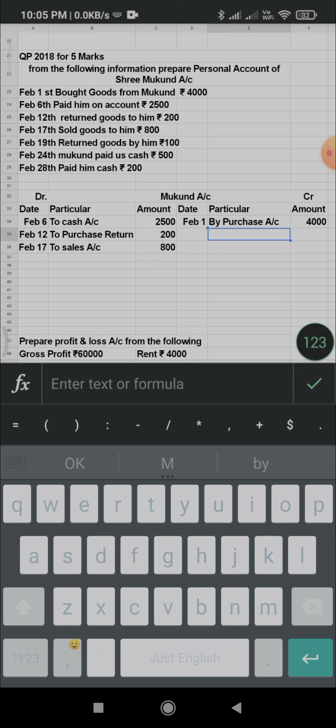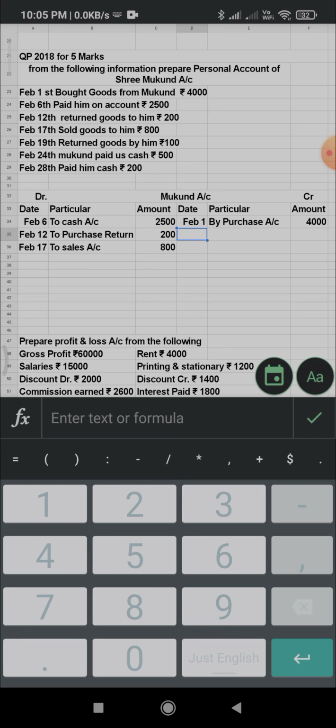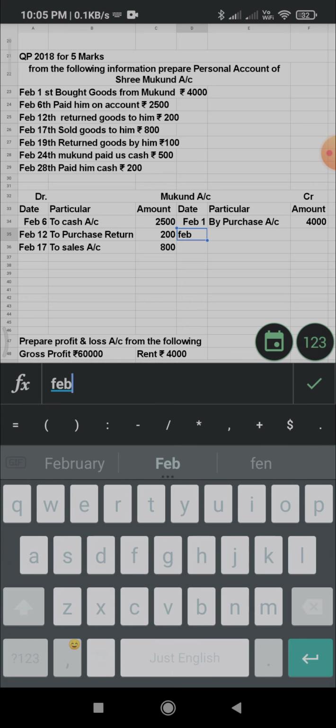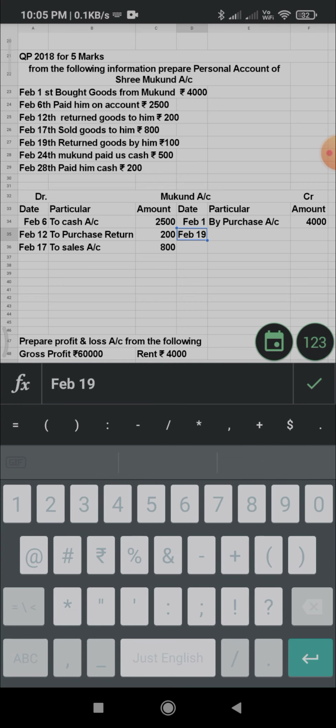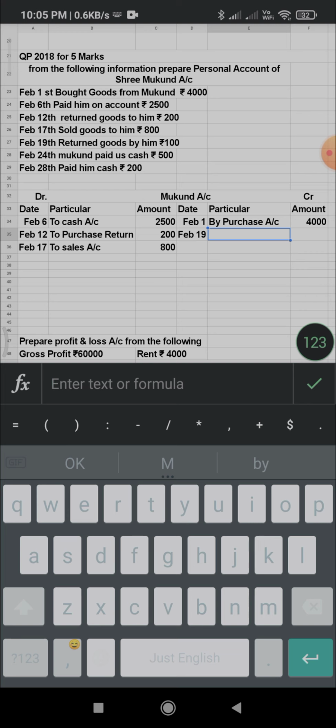The next entry, February 19th, returned goods by him, rupees 100. On the 17th we sold goods to Mukund. Now he is returning the goods because of defects, damages or other reasons. He is returning them on February 19th. So what will we call this one?